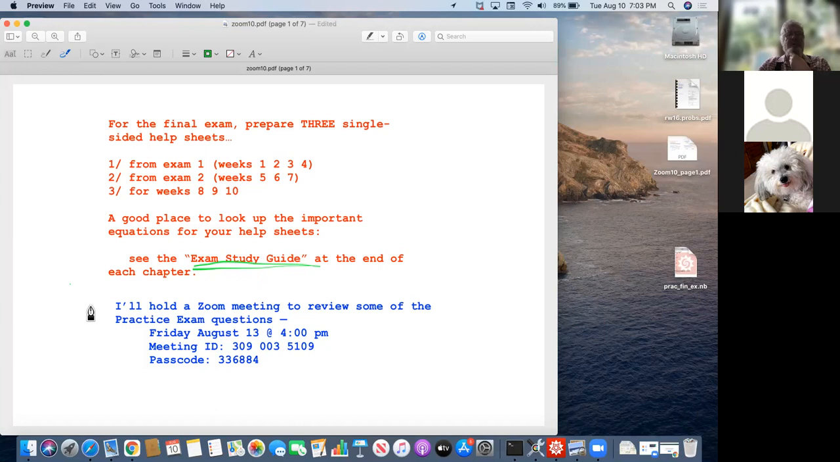Now, I'm also going to hold another Zoom meeting this week. It'll be Friday at 4 p.m. Friday, unlucky 13 at 4 p.m., the usual meeting ID. And I'll go over some of the practice exam questions. So you will have a practice exam. You can practice doing the kind of questions that'll be on the final exam. And I'll go over some of those questions. Maybe I won't solve them completely, but I'll show how they would make use of the basic equations.